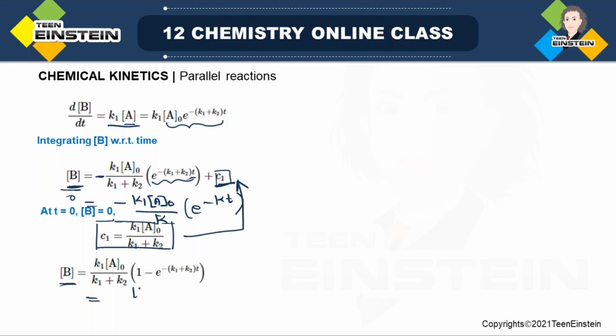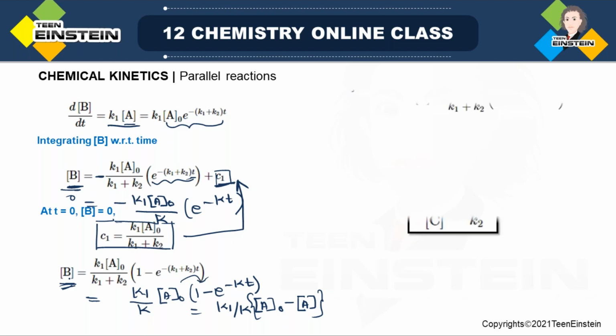of expression. Again I am simplifying it by writing it this way: A naught (1 minus e to the power minus Kt). You can also write it in another way. I am writing all of these possible expressions. If you bring A naught inside the bracket, it will change to A naught minus A. So these are the different ways by which you can express the concentration of B after time t.